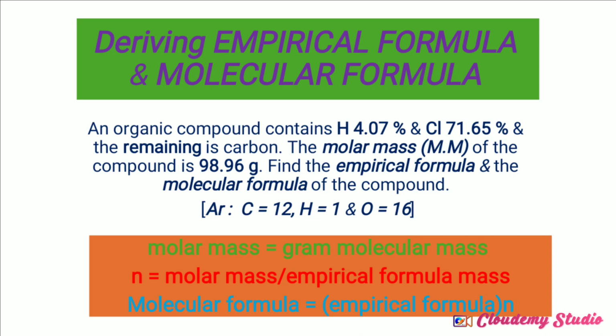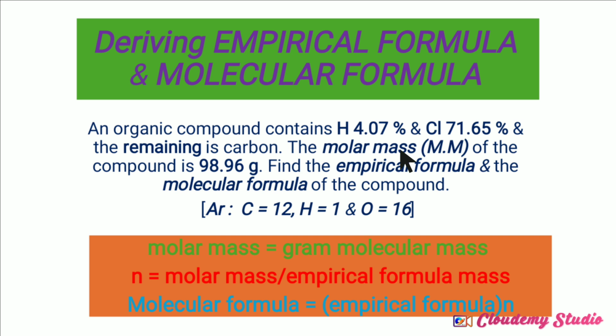Hello friends, let's derive the molecular formula of another compound. The given question is: an organic compound contains hydrogen 4.07% and chlorine 71.65% and the remaining is carbon. The molar mass of the compound is 98.96 gram. Find the empirical formula and the molecular formula of the compound.